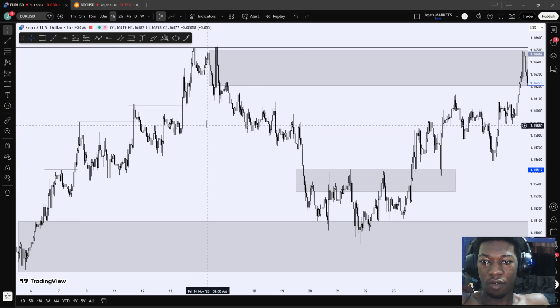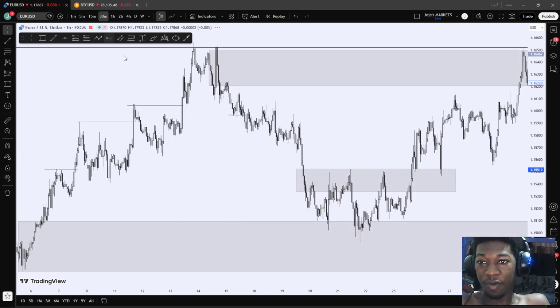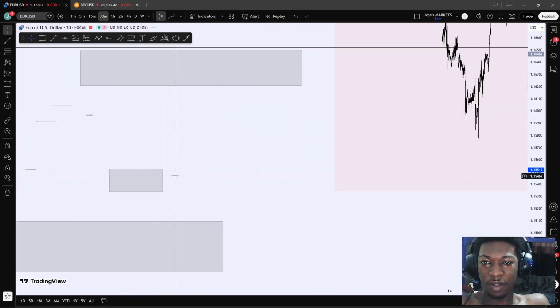But then all of a sudden, it changed character, and you can see that over here, as it gave us a double top, it failed to break structure. So that shows that the buyers are now weak. So then right here, if I go on a lower time frame, you're going to see it well, but I doubt this thing is going to let me go that far.